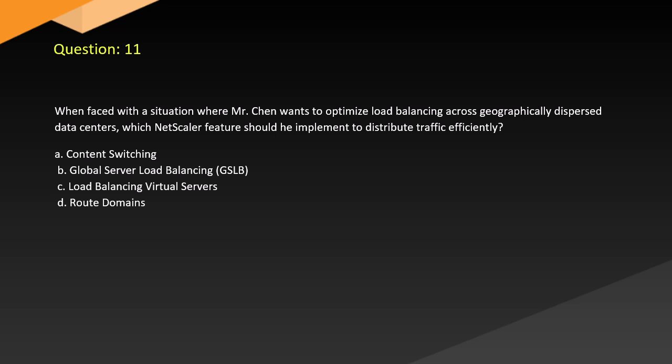Question 11. When faced with a situation where Mr. Chen wants to optimize load balancing across geographically dispersed data centers, which NetScaler feature should he implement to distribute traffic efficiently? A. Content switching. B. Global server load balancing, GSLB. C. Load balancing virtual servers. D. Route domains.